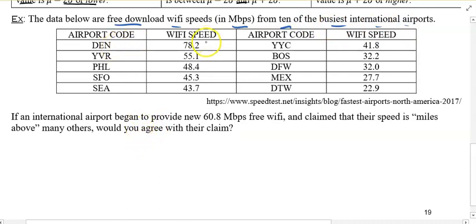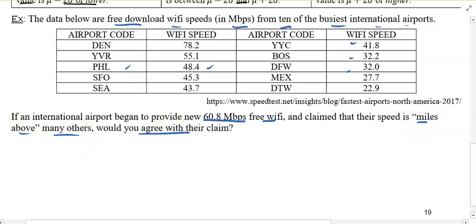Alright. So airport code. Denver, the Wi-Fi speed is 78.2. I don't know what that is. I guess that's Philadelphia. I'm not sure. 48.4. So they have all of these different airports and the speed at each one of those. If an international airport began to provide 60 megs per second free Wi-Fi and claim that their speed is miles above many others, would you agree?